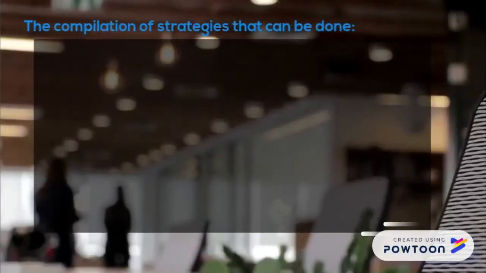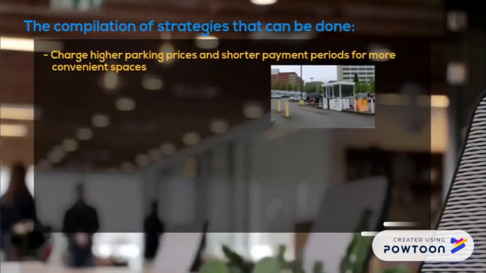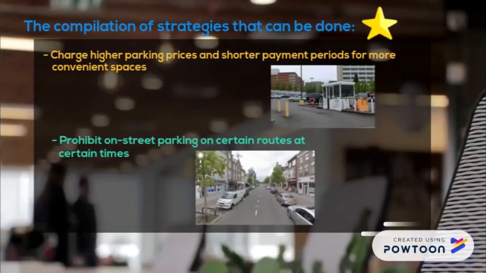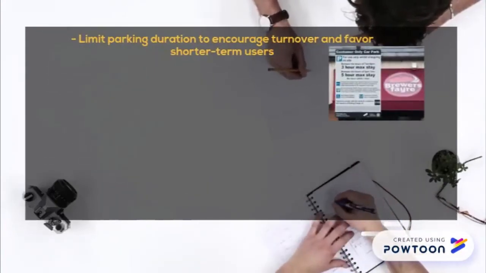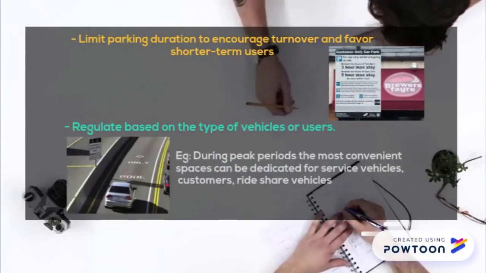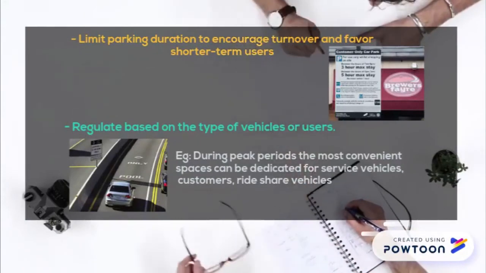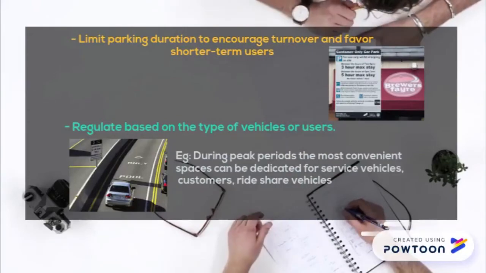The compilation of strategies that can be done: charge higher parking prices and shorter payment periods for more convenient spaces. Prohibit on-street parking on certain routes at certain times. Limit parking duration to encourage turnover and favor shorter-term users. Regulate based on the type of vehicles or users. For example, during peak periods, the most convenient spaces can be dedicated for service vehicles, customers, ride-share vehicles.